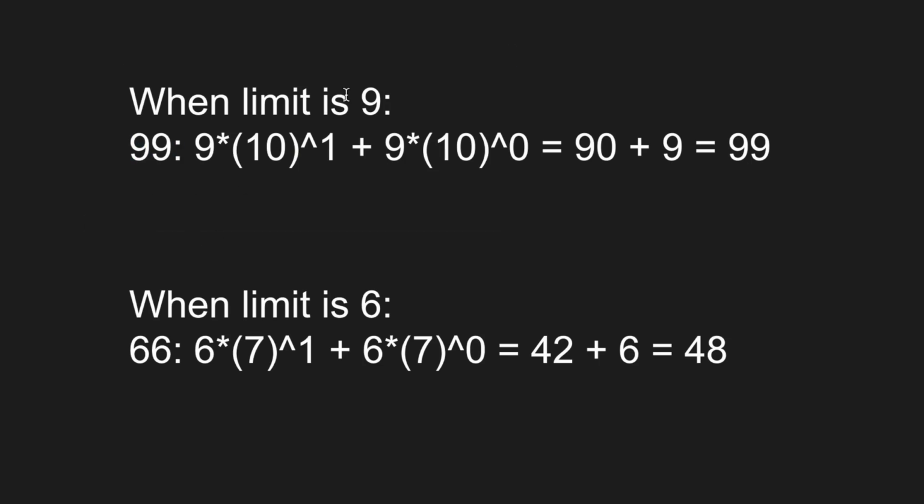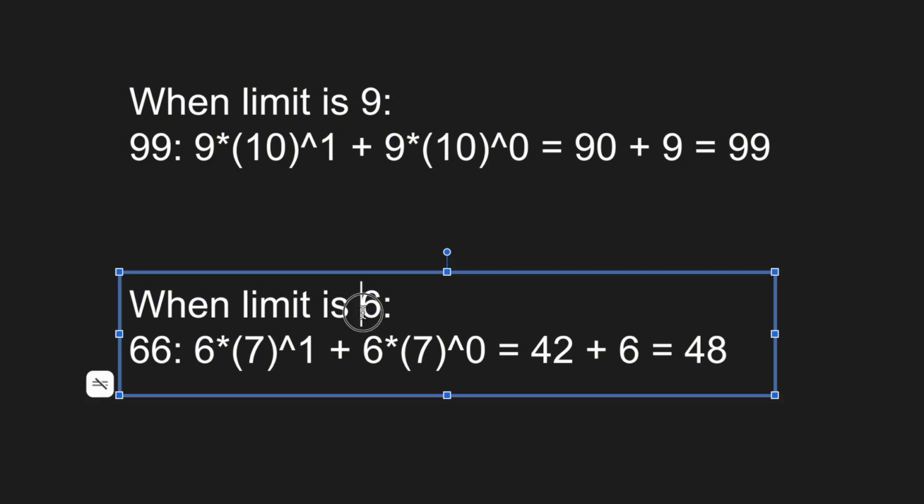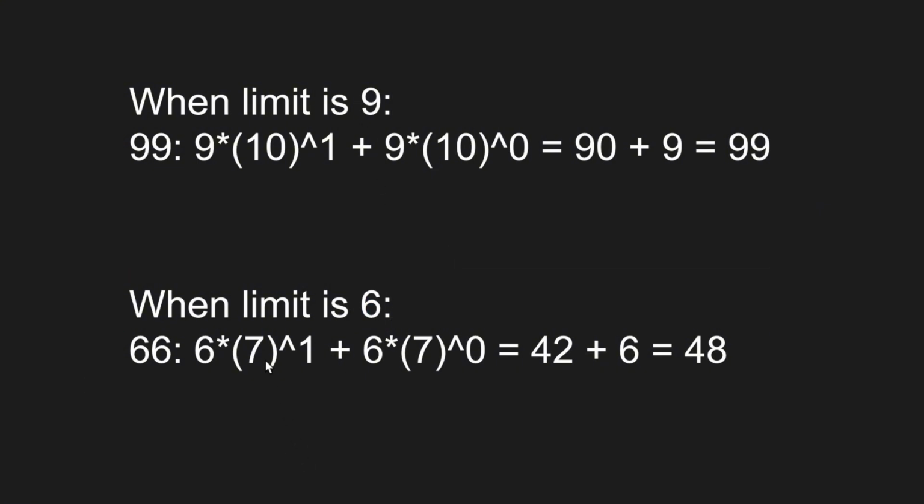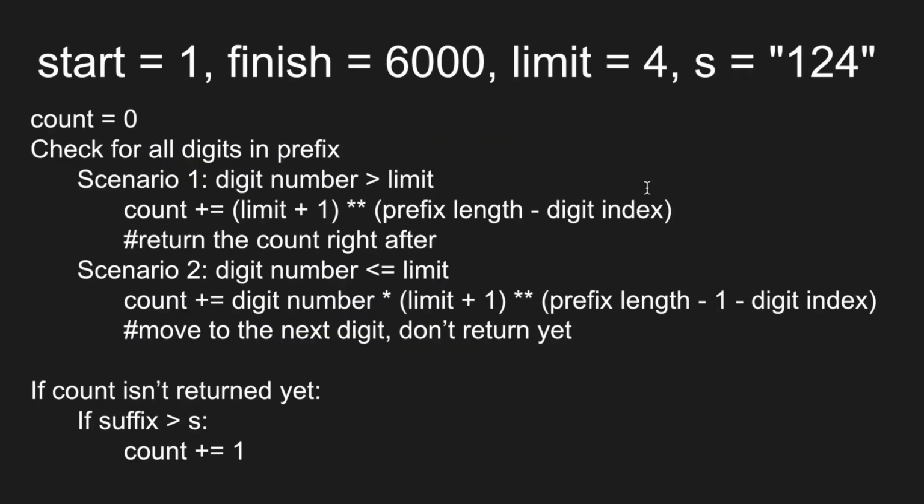But in this problem, the limit is not always 9. So if the limit is 6, for example, then we can calculate the number of ways with the prefix by using this same formula. So there will be 48 ways to represent 66 if the only digits permitted are between 0 and 6. So how we can solve this problem is we calculate the number of combinations that we can create within the range of finish, and then we subtract the number we can create within the range of start. And we will use this algorithm.